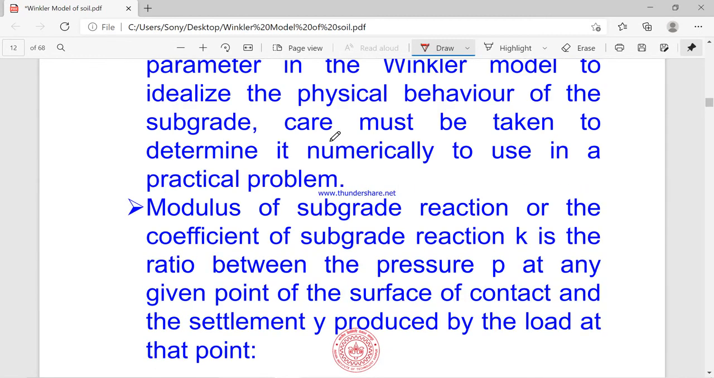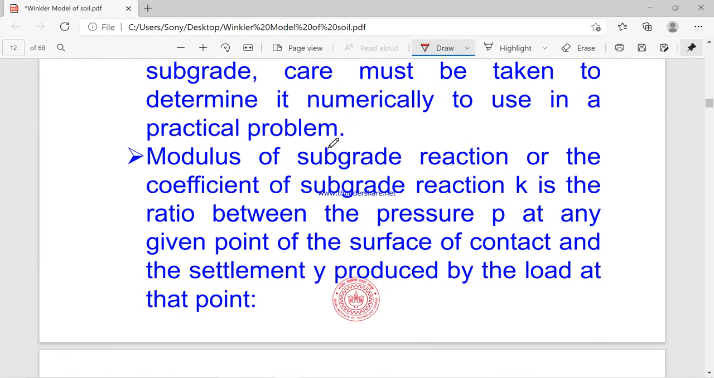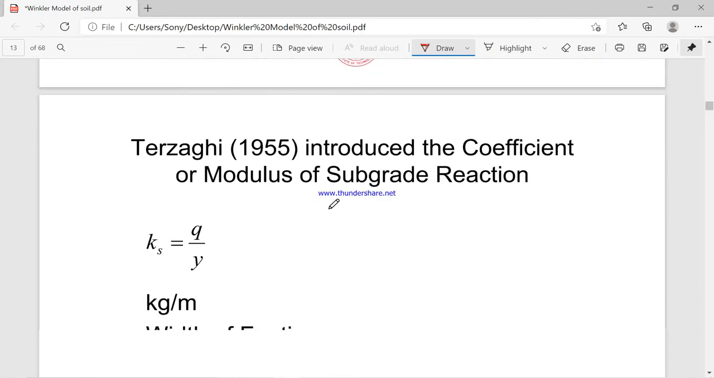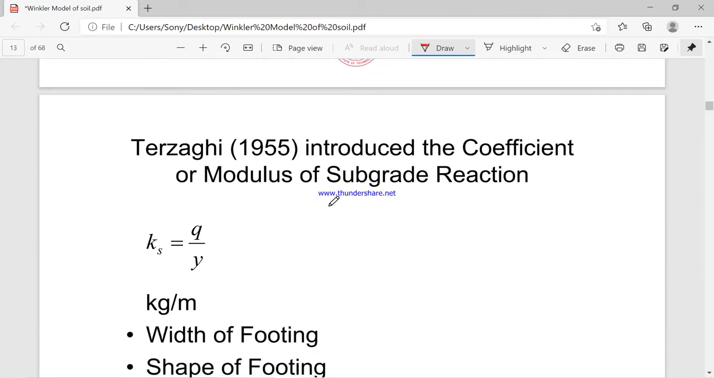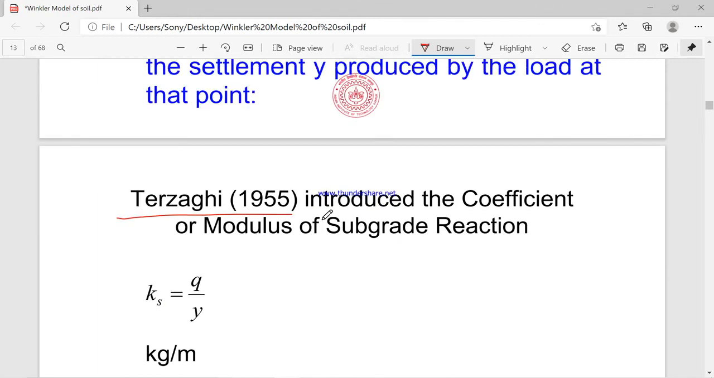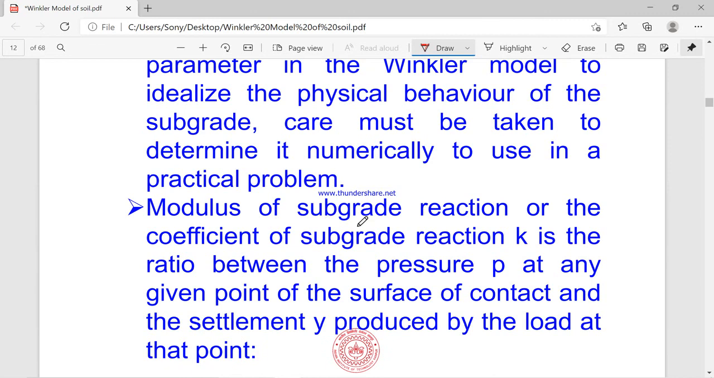So this is all about the Winkler model. Various theories are associated with various foundations subjected to different soil conditions. This is also the Terzaghi equation. We are not going into detail with Terzaghi because it is a part of soil engineering. Our syllabus is restricted only up to the Winkler model, its various definitions, its properties as well as its limitations. In your examinations you may be asked to solve theory questions based on the Winkler model.